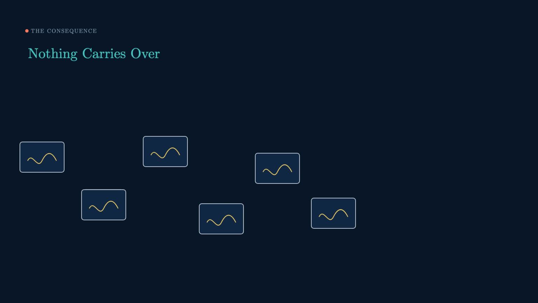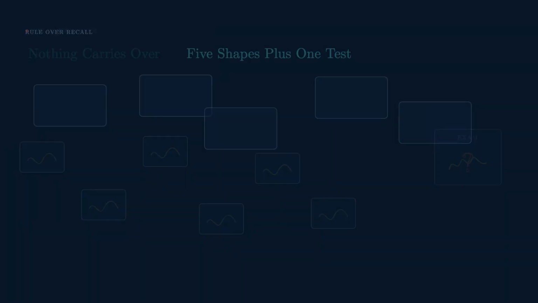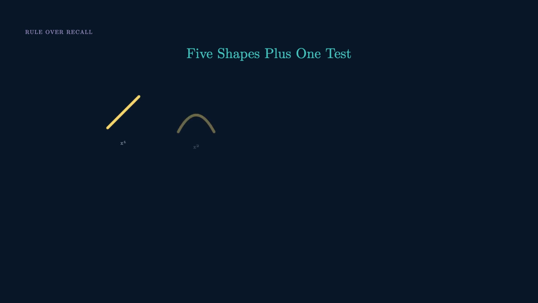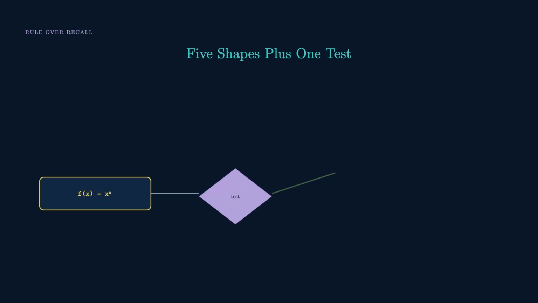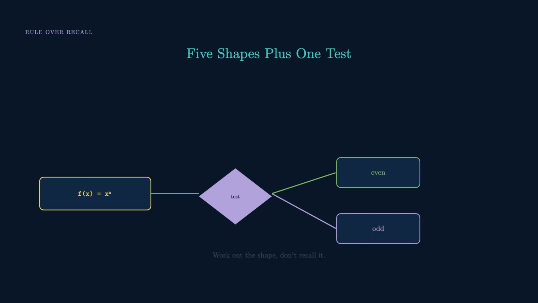They're disconnected. Then exam day comes, an unfamiliar function shows up, and you've got nothing to fall back on because you learned pictures, not rules. A remembered picture only answers the exact question you've already seen. So what's the alternative? 5 shapes, and one test that tells you which family any power belongs to. That's it. A rule answers questions you've never seen before. An unfamiliar curve stops being unfamiliar, because you can work out its shape instead of straining to recall it. Work it out, don't remember it.